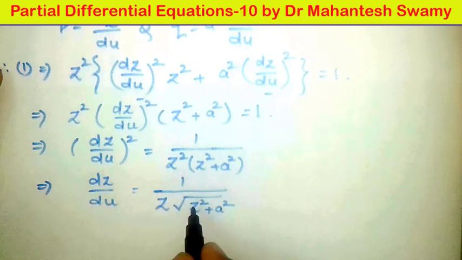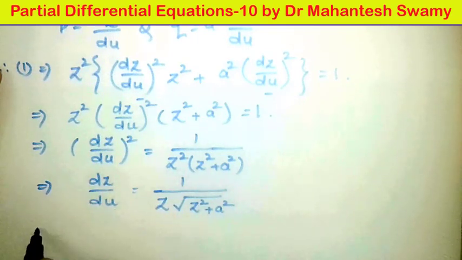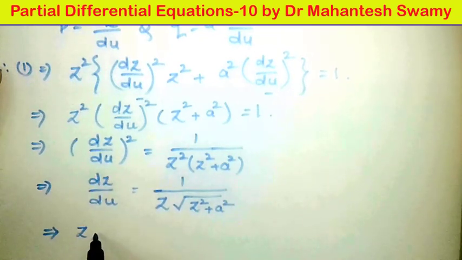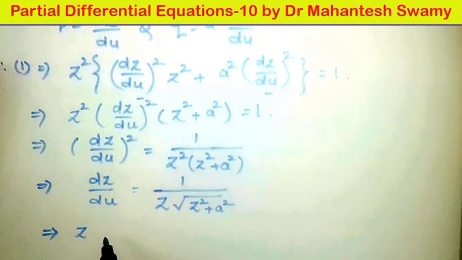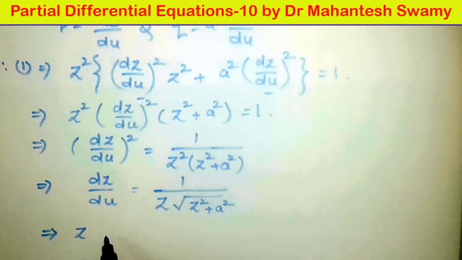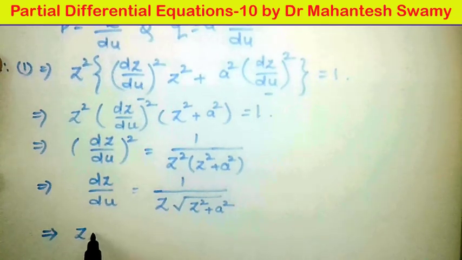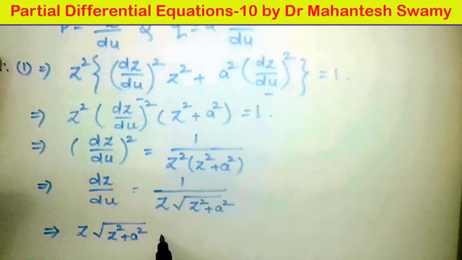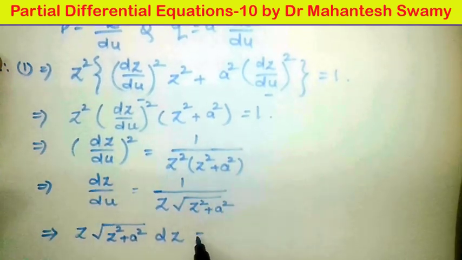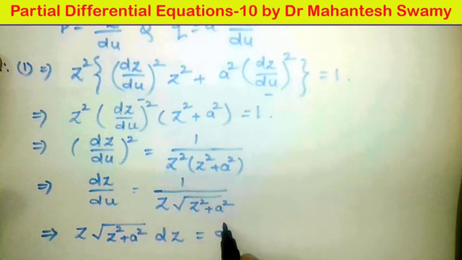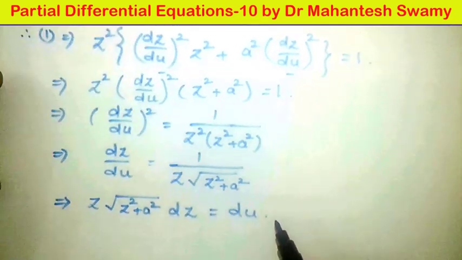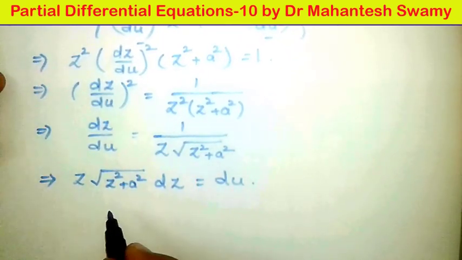This is a first order PDE which is very easy to solve, and this implies z into root of z square plus a square dz here on the LHS, whereas on the RHS it is 1 into du, only du, let us keep it as it is on the right hand side. Now in order to solve this thing, we have to go for integration.